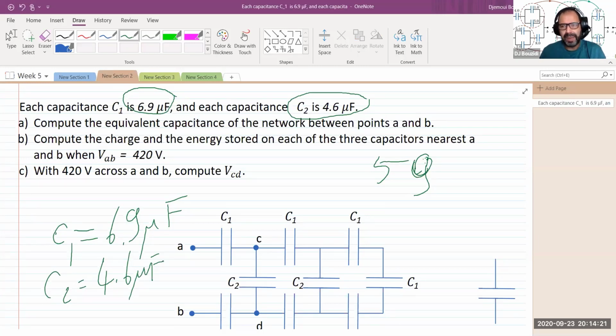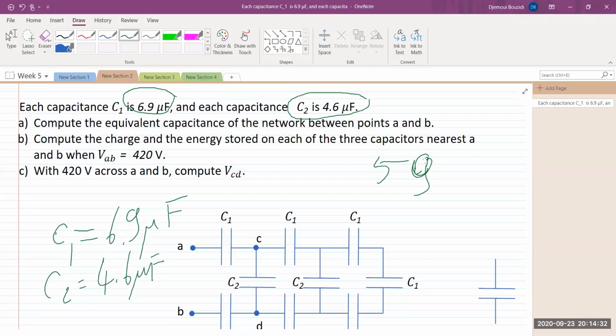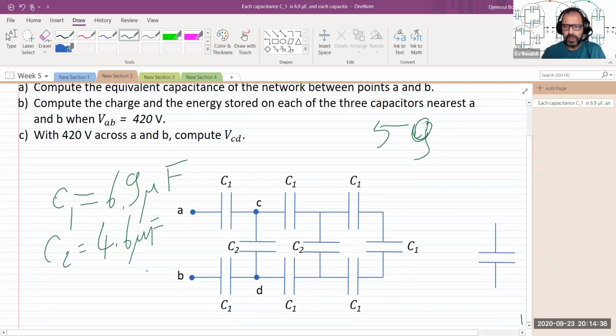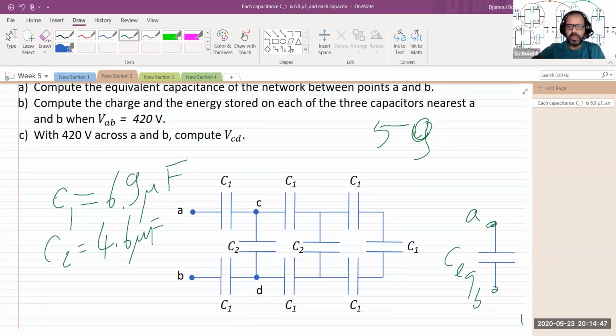What else am I asked in here? What do I need to find? Anybody else? The capacitance between A and B. So this is basically what this looks like now. They want C equivalent. This is the point A. This is the point B. Forget this circuit. You're not looking at this circuit completely. This is how it looks for question A.